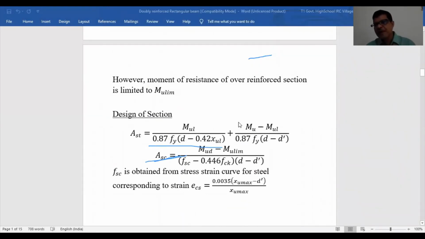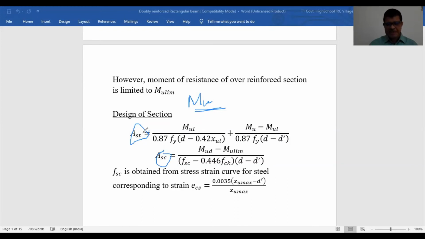Designing the section means you have to find the area of steel. In the earlier case, the area of steel in tension and compression was known to us, and we were finding the moment of resistance, the moment capacity of the section. Now, in design of section problems, you will be given the value of bending moment. So MU, the applied ultimate moment of the section, is given. You have to find out the area of steel in tension and the area of steel in compression.